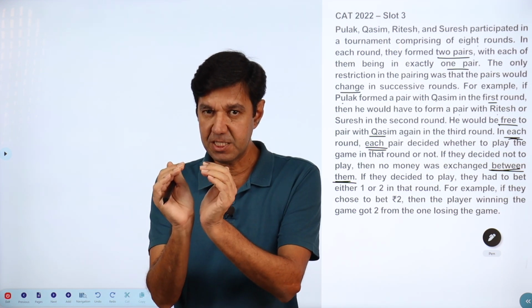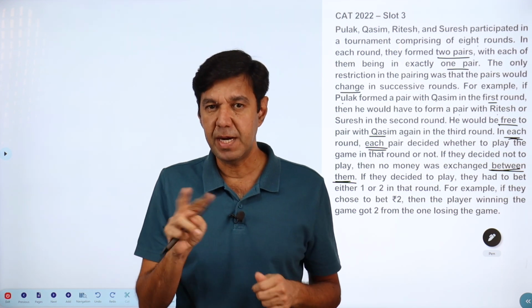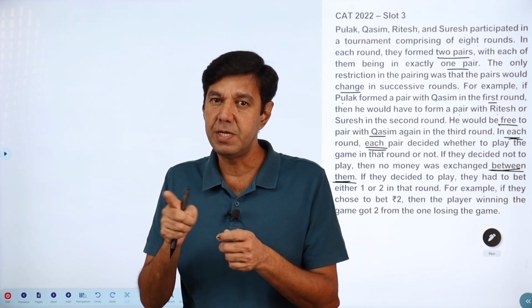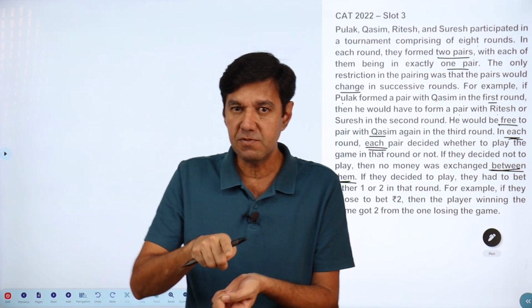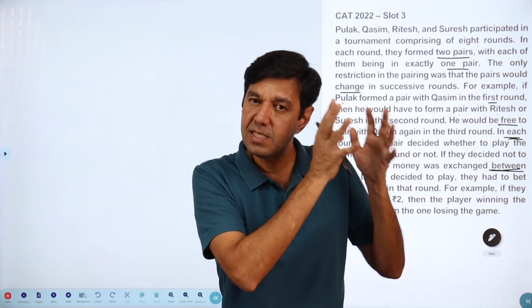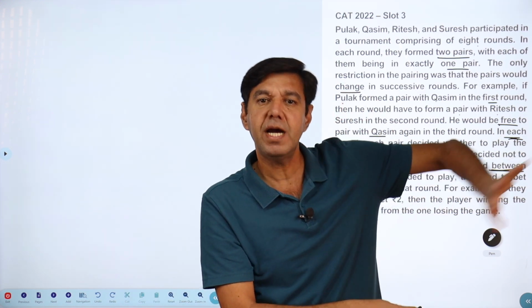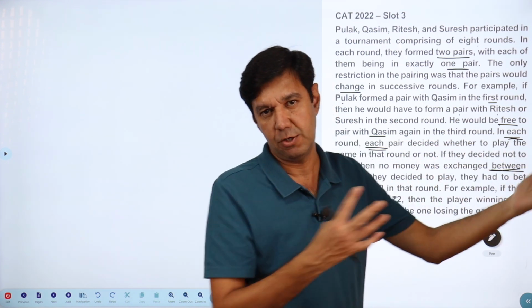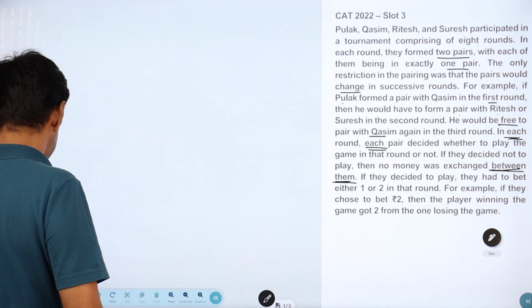So let's take the first pair. They decide, let's bet 2 rupees. So one of them will win, one will lose. So with 2 rupees, one of them stands to gain 2, one of them stands to lose 2. And the same thing happens in the other pair independently. So they might choose to not play, or bet 1 or bet 2, right? So that is the understanding.